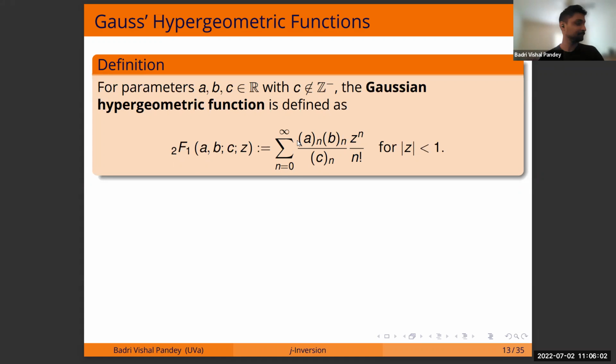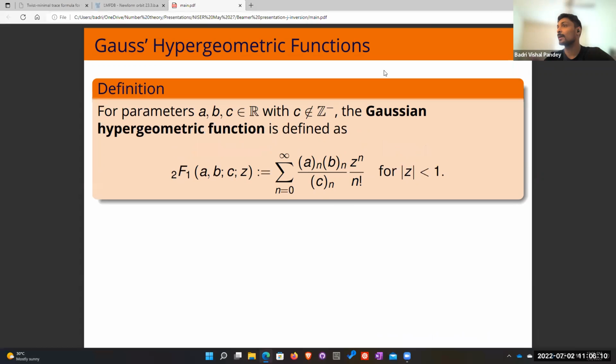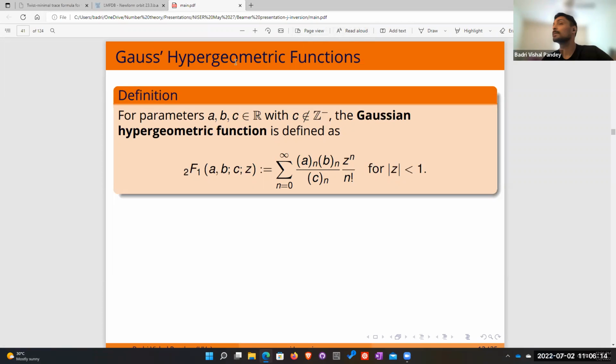Let me see if I can write it here. For any a, define it as follows: write it as a times a plus 1 times, and so on, up to a plus n minus 1. Okay, so this is how to define it.